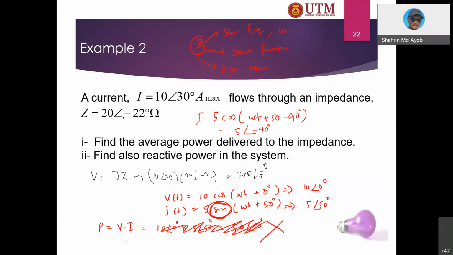So when you want to multiply the voltage and current, you will have 10 angle 0 multiplied with 5 with an angle of negative 40 degrees. So this one is 50 angle negative 40 degrees. Then this is correct. The answer is correct. Did I answer your questions? Okay, I hope so.